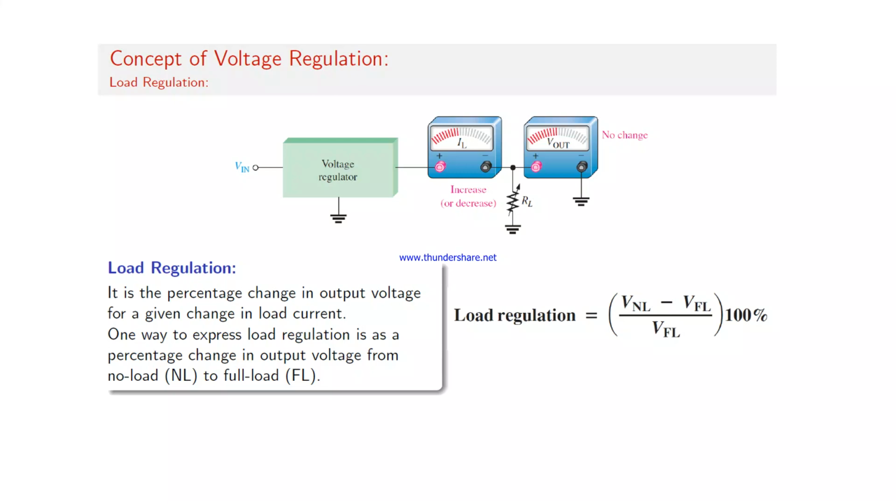One way to express load regulation is as the percentage change in output voltage from no load to full load condition. So the formula is given as load regulation is equal to VNL minus VFL, that is no load voltage minus full load voltage, divided by full load voltage, into 100 percent. We can see this with an example.